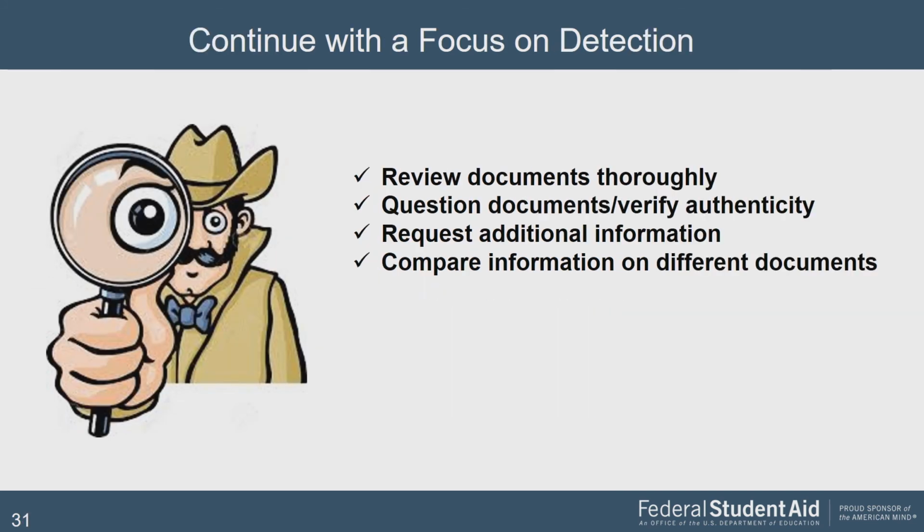Now, we can't prevent all fraud. Fraudsters always seem to be a step or two ahead of us. So you also have to continue by focusing on detection. Can you recognize the anomalies or common characteristics that indicate something's not quite right here? Are you reviewing documents thoroughly, asking questions, verifying their authenticity? Do you request additional information if something seems a little fishy? Are you able to compare information from different documents or sources?